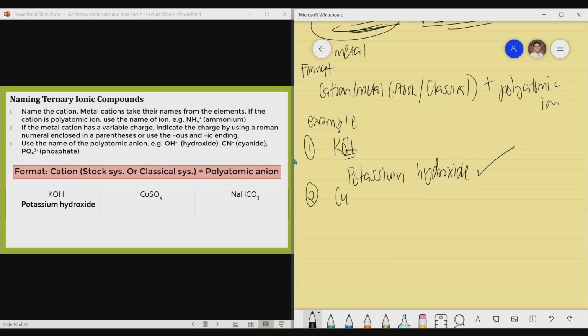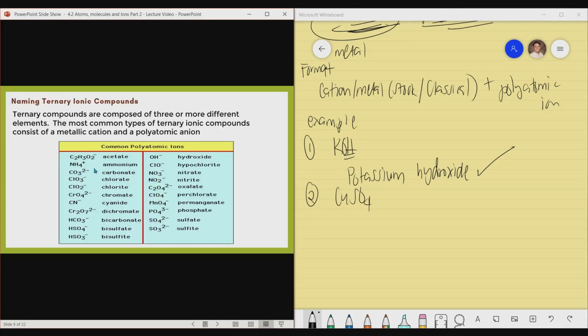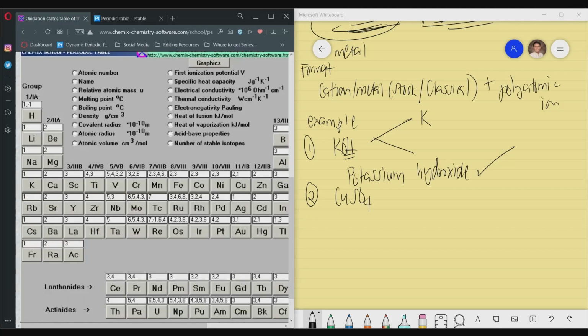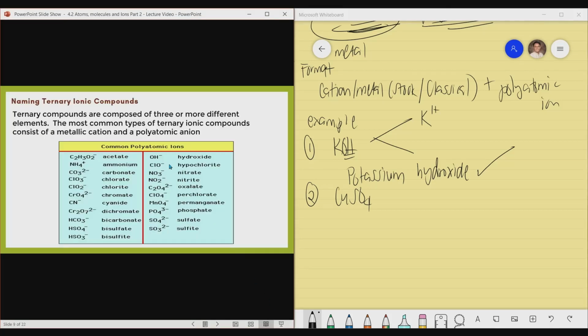Sige, another example. Actually, pinakita na dito. Ayan, ito yung example. Like this one, OH, hydroxide. Okay? Potassium hydroxide. And since potassium here has 1, this will be positive 1. And OH has a charge of negative 1. So, pag kiniris-cross po natin yan, that will be KOH. Okay? So, no need na talaga mag-stock at classical. Sige, next one. You have here CuSO4.